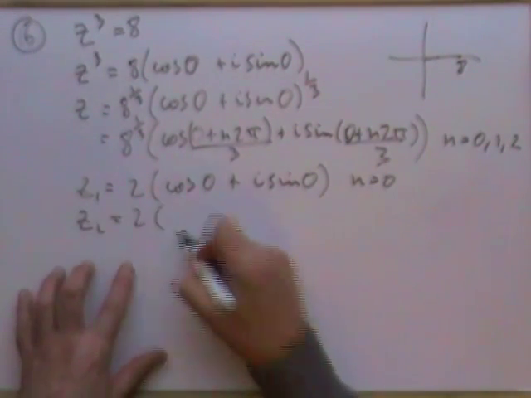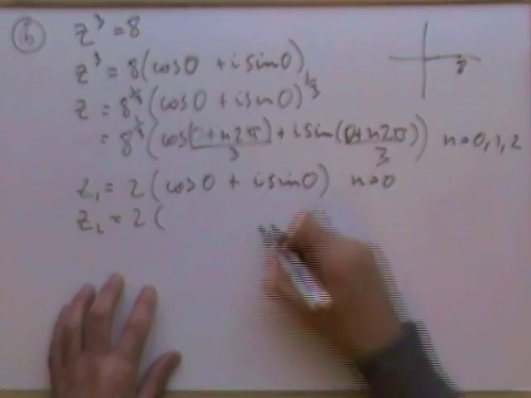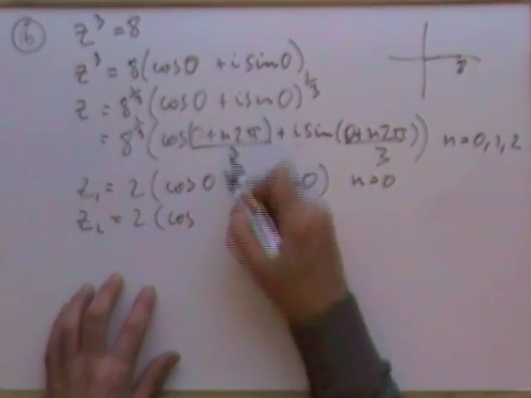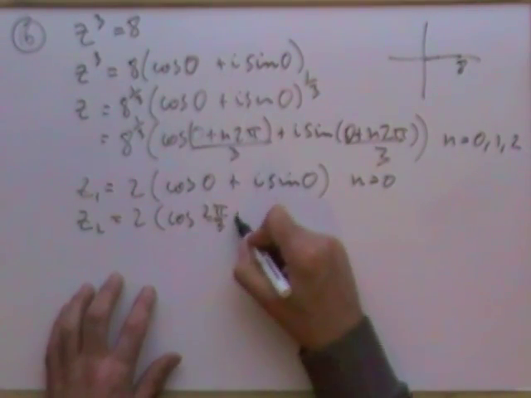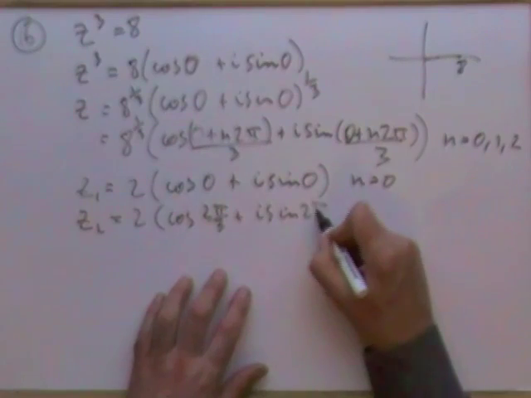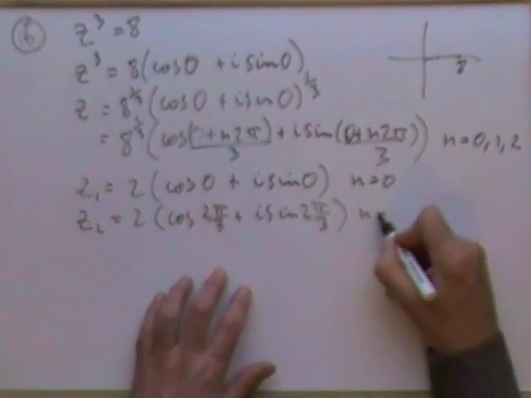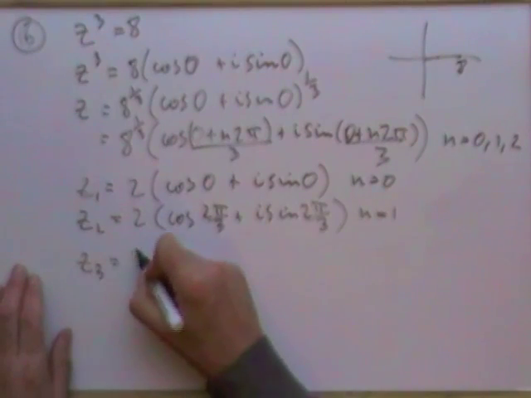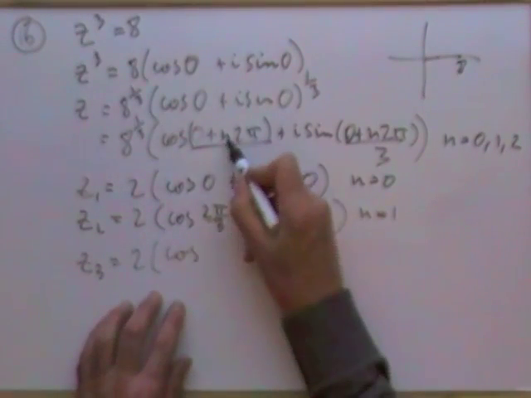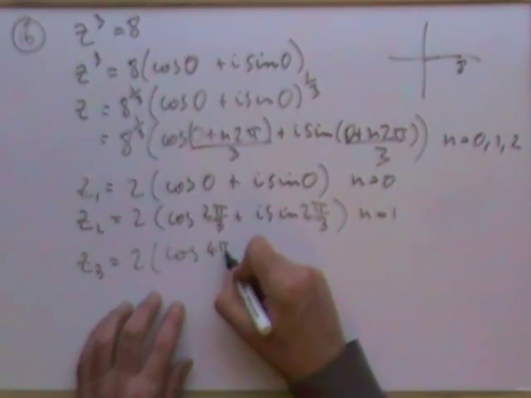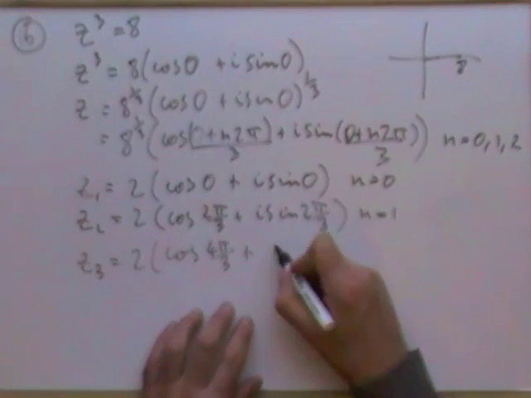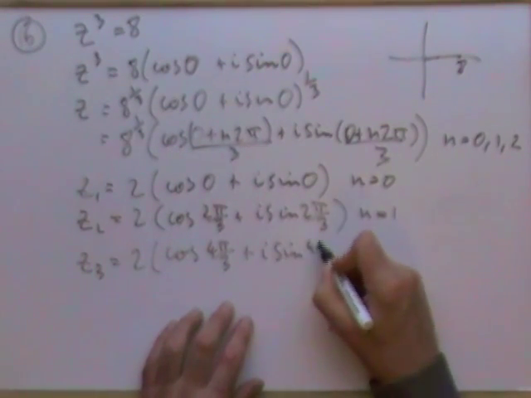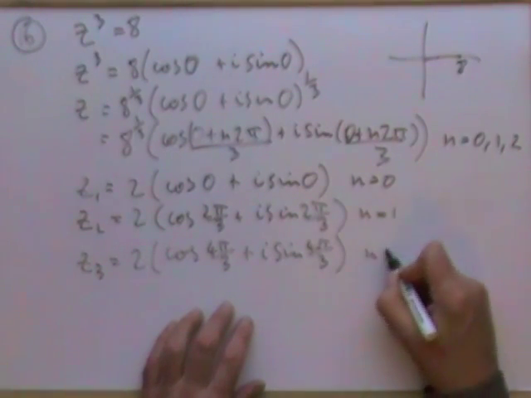z2, this time we're going to take it with n equals 1. So it's going to be cos, if n is 1, it'll be 2 pi upon 3 plus i sine 2 pi upon 3. I think it's much easier just to have done this. And when n is 2, I'm going to have 2 times cos of 4 lots, so 4 pi upon 3, plus i sine 4 pi upon 3. That's when n is 2.